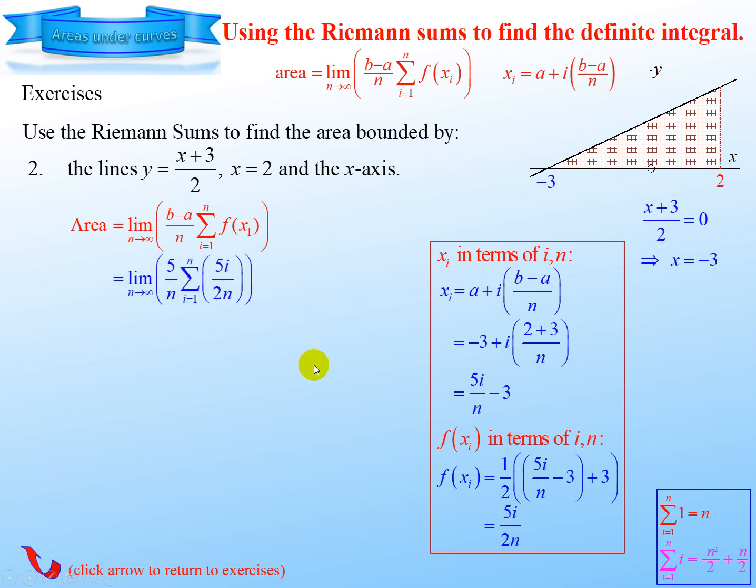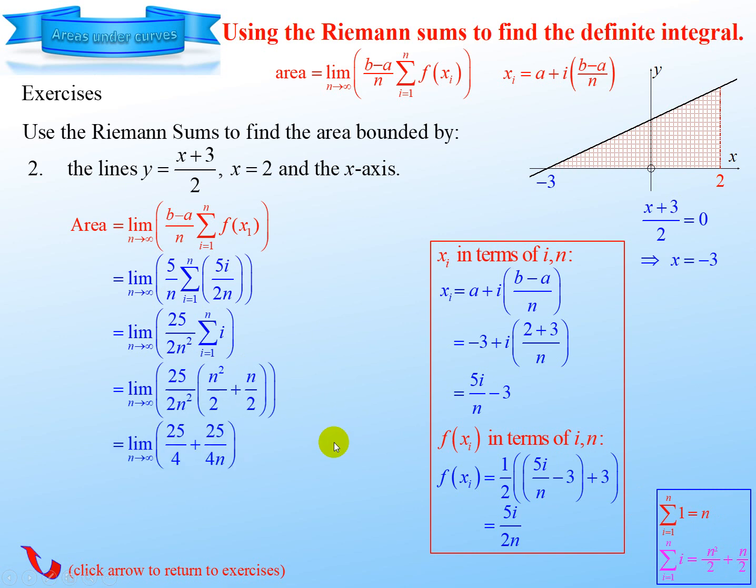So there it is. We don't need to separate the sigma notation, so I'm going straight on to isolating the i by taking 5 over 10, 5 over 2n. Let's say that again, 5 over 2n out, giving me 25 over 2n squared, and we'll have just i inside the sigma. Now we can substitute n squared over 2 plus n over 2 for this sigma.